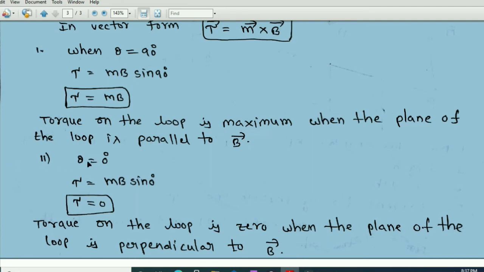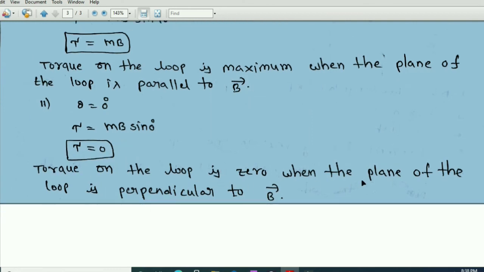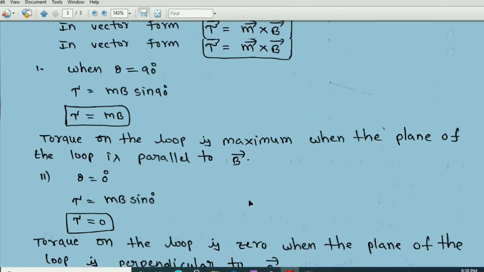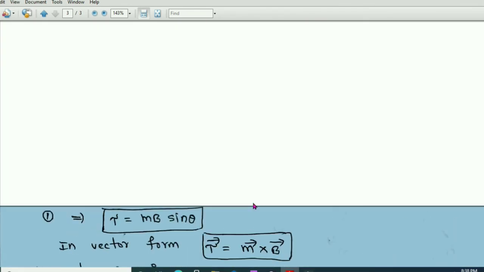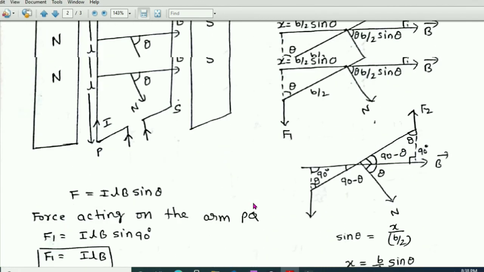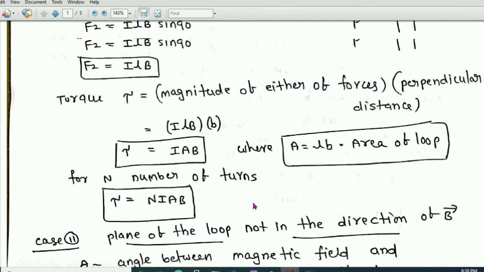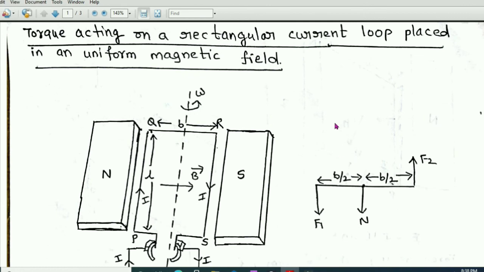Now the second case: if theta is equal to 0 degrees, then tau is equal to MB sin 0. The sin 0 value is 0, so the torque experienced by the loop is 0. The torque on the loop is 0 when the plane of the loop is perpendicular to B bar. When the plane of the loop is perpendicular to B bar, the normal is parallel to the direction of the magnetic field. In that case, the torque experienced by the loop is 0. Now this is about the torque experienced by the current carrying loop, which is placed in the uniform magnetic field.